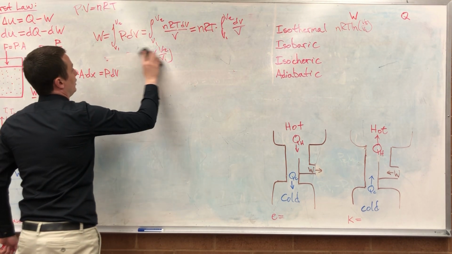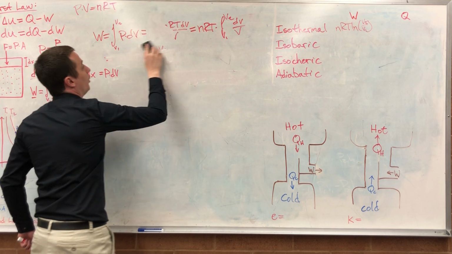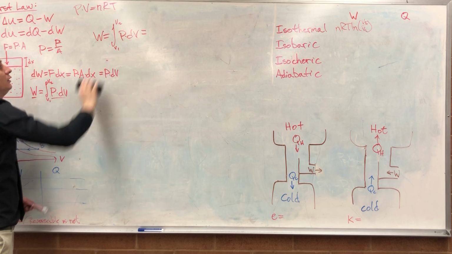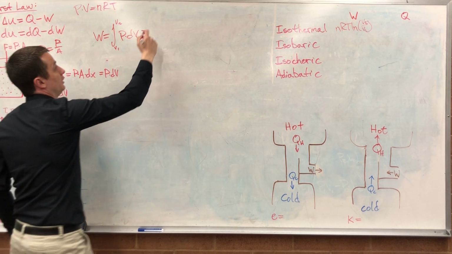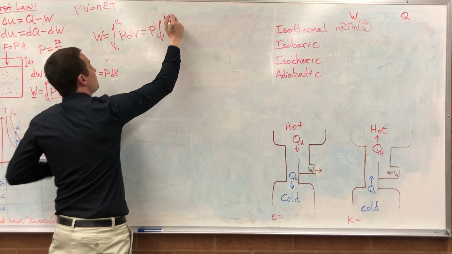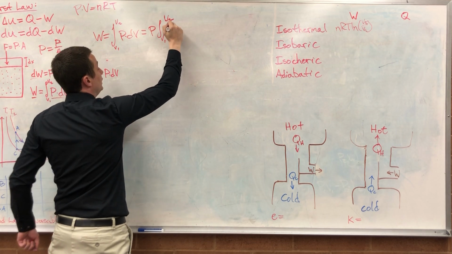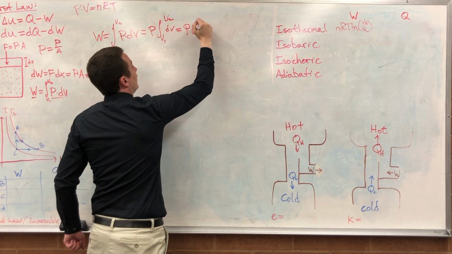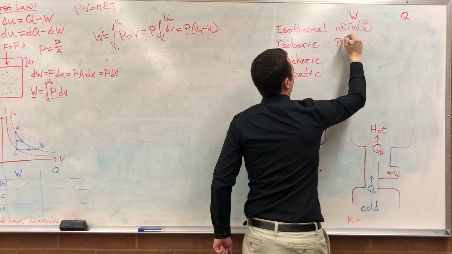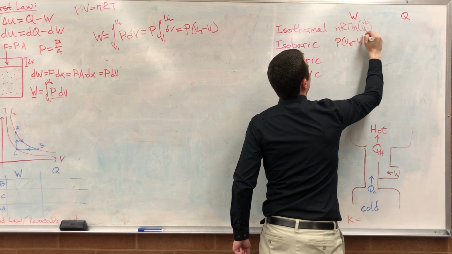So in the isobaric case, we know our pressure is constant, right? So don't you just solve for the integral? Yeah, so I can just pull the P out and solve the integral. So I get P times the integral from V1 to V2 of dV, which is equal to P times V2 minus V1. So this one's just P times V2 minus V1.